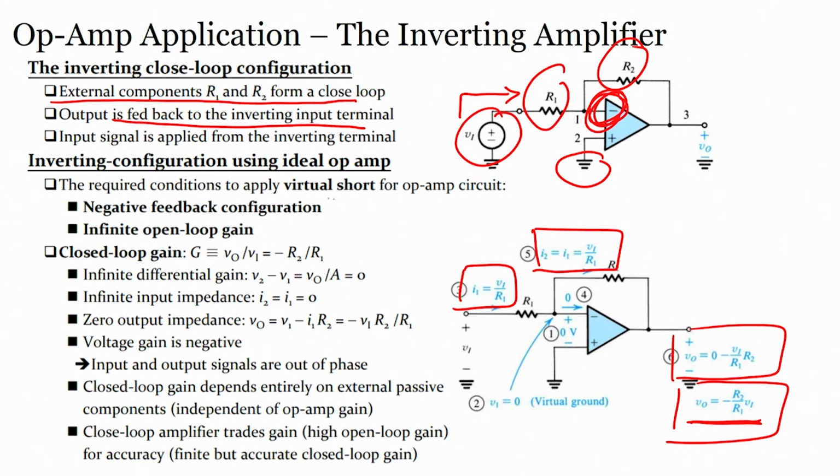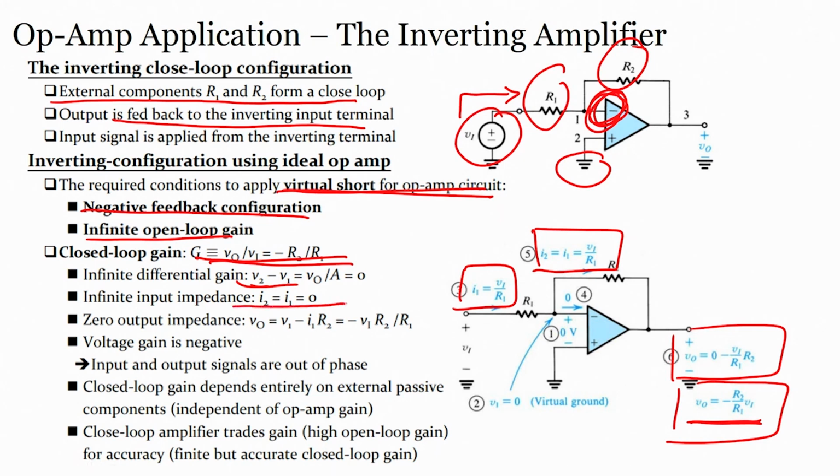So, the required conditions to apply virtual short, we have also seen what exactly virtual ground or virtual short is in the theory class. A negative feedback configuration and infinite loop gain are the required conditions to apply virtual short, we already know. Closed loop gain of this particular amplifier is nothing but minus R2 by R1. Differential gain will be V2 minus V1, which is VO by A.